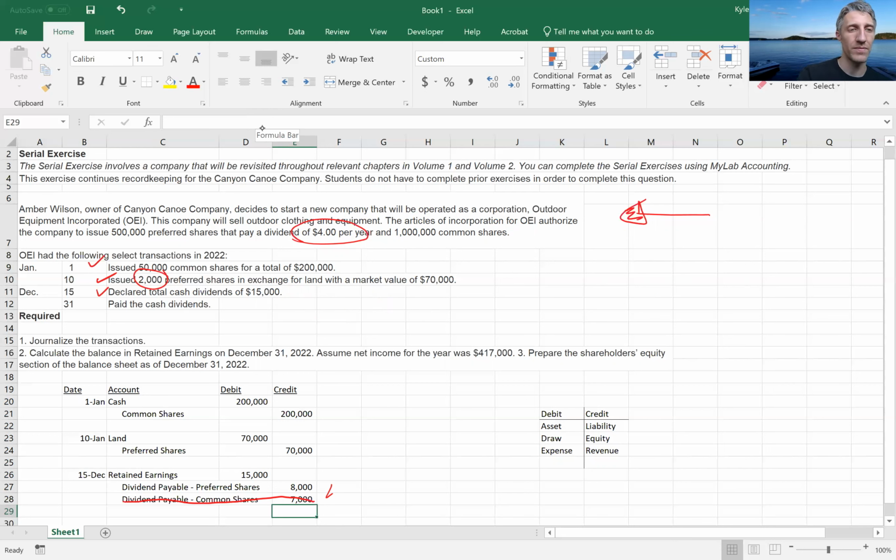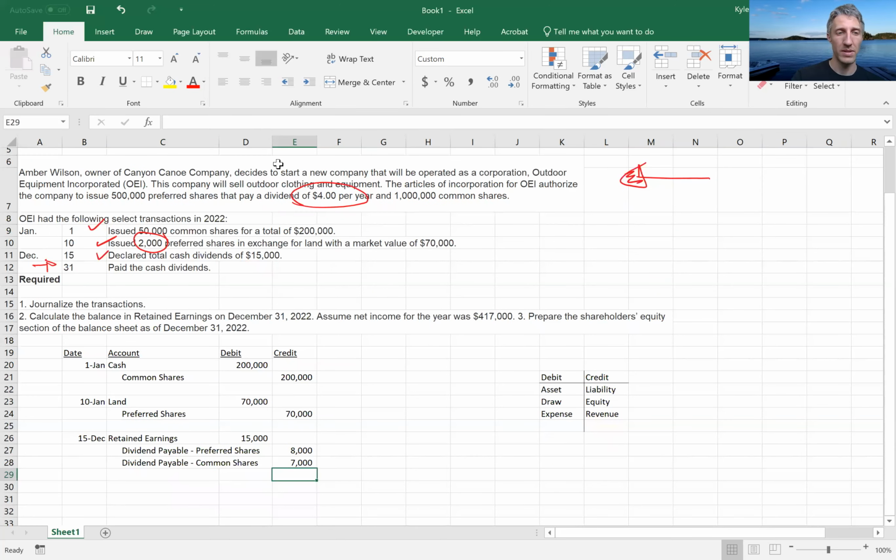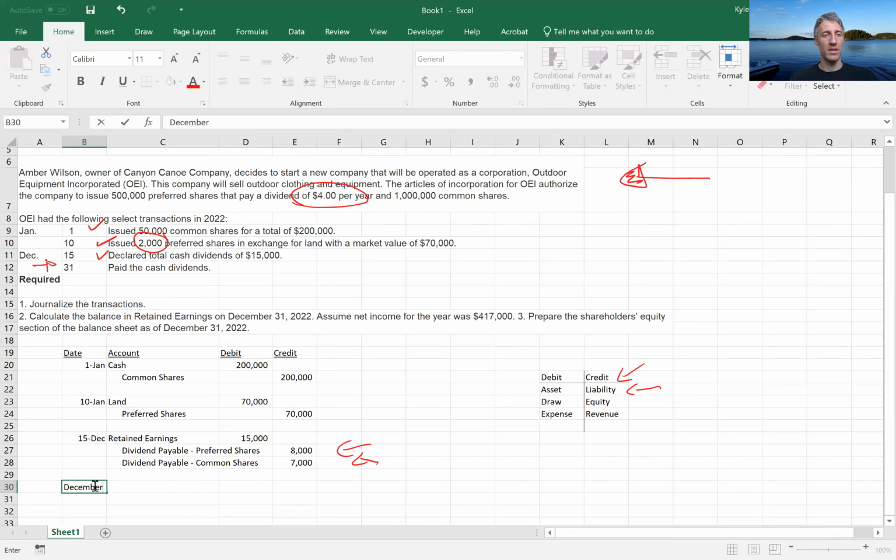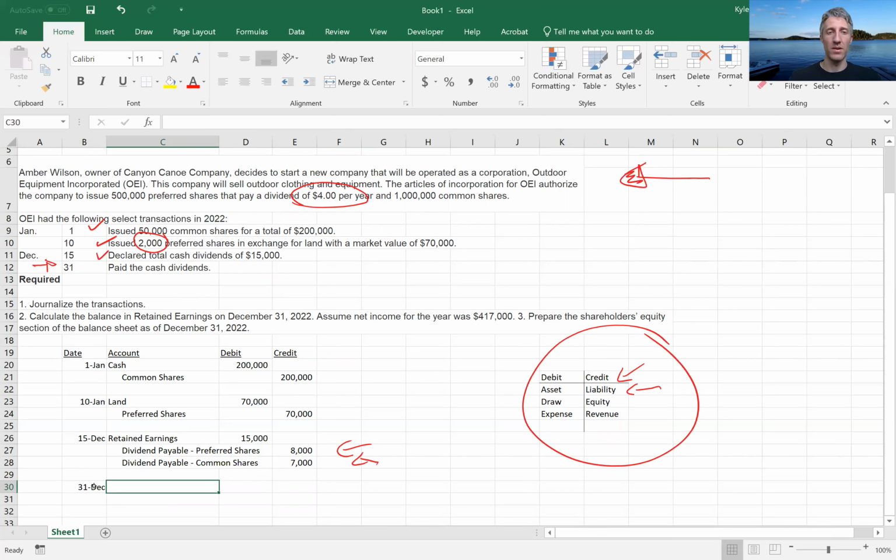And then it's December 31st, and we paid the cash dividends. So I set up liabilities on the 15th, and those are here and here. I credited liabilities because to increase a liability, I credit a liability. Now, since we're paying them on the 31st, we need to lower our liability. So we do the opposite in this chart, which means we're going to debit our liability account. So we'll be debiting both of these liabilities to reduce them to 0.